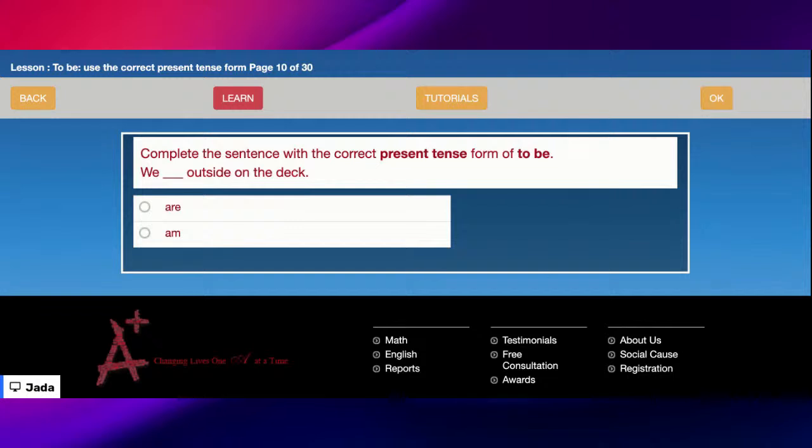We dash outside on the deck. So this one is what? We are outside, okay? We are outside.